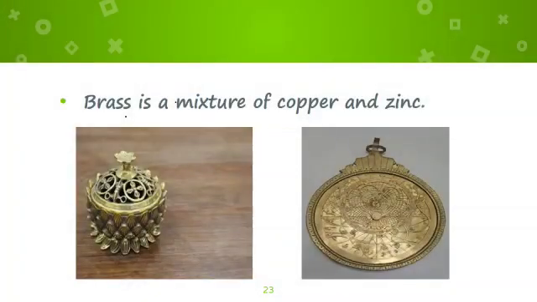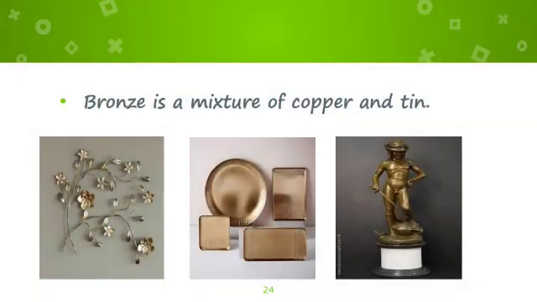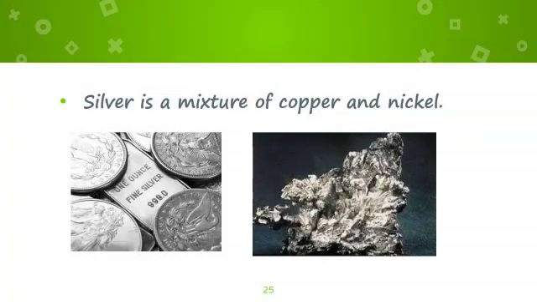Whereas brass is a mixture of copper and zinc, and here you can see some decoration pieces made of this brass material. Coming towards bronze, which is a mixture of copper and tin, it's also an alloy, mixed together and formed into this stuff. It's used for different purposes, like decoration pieces and making antique pots. Silver here is a mixture of copper and nickel, a simple alloy.